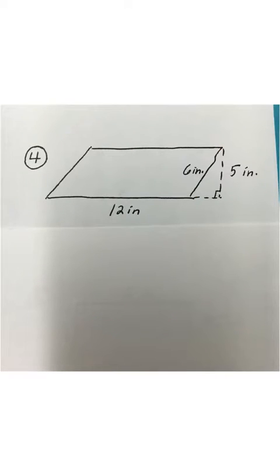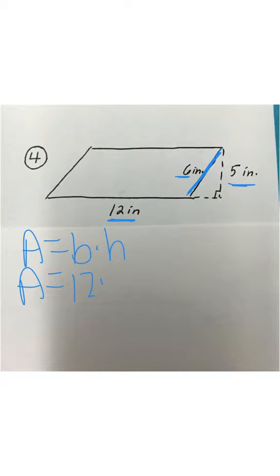Number 4, because we need a height here, we have a dotted line to have the height drawn in. So we have 12 inches as the base, 5 inches as the height, and 6 inches is actually the side. To find area, again, you're looking for base times height, so you plug in the numbers. Base is 12, and the height is 5 inches. So area is 12 times 5, which is 60. The unit is inches, and area is squared.